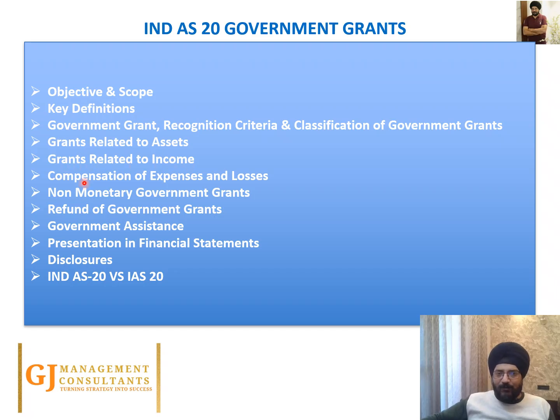We'll spend some time to understand how the treatment is being done when we receive some compensation of the expenses and losses. We'll talk about the concept of non-monetary government grants. We'll also look at how the repayment of the government grant happens, which is largely the refund of the government grants. We'll talk about the government assistance, presentation in financial statement, disclosure, and finally we'll spend some time in understanding the key differences between IND AS 20 versus IFRS.